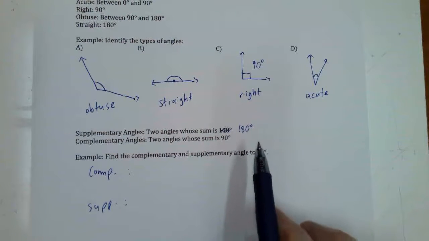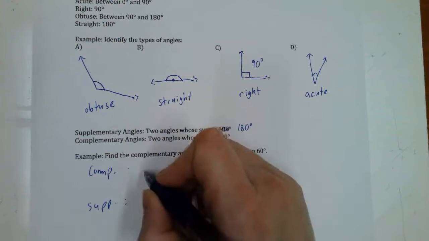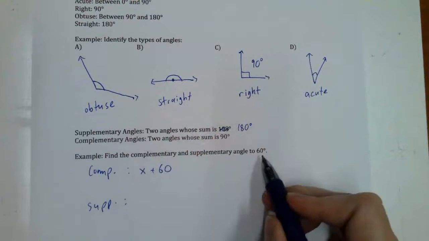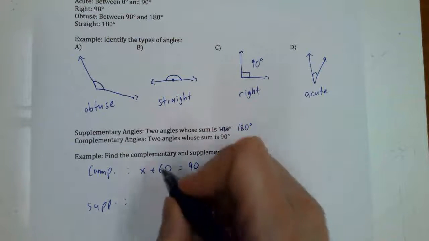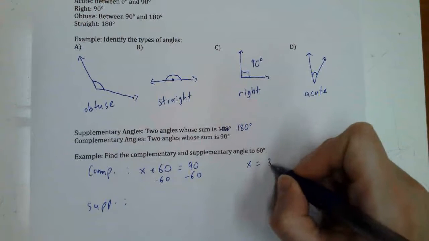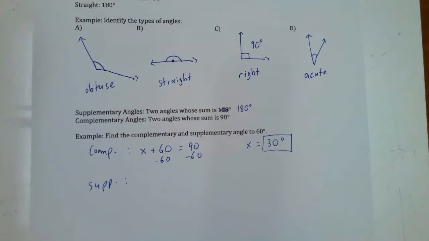Now, they have to add to 90 for complementary, so basically I'm going to call this angle x, so x plus the given angle 60 equals 90. So I am going to have to do just a little bit of algebra here. And here I will get then that my complementary angle is 30 degrees.